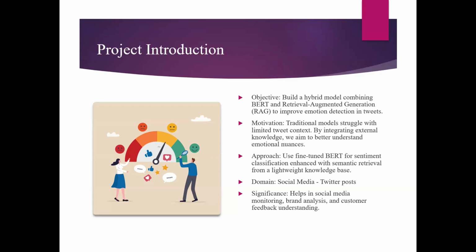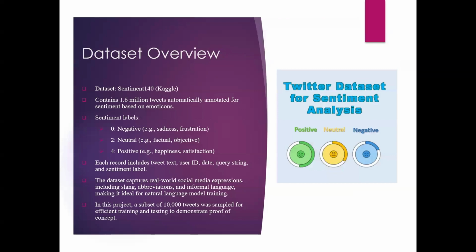So, coming to the dataset overview, for training and testing our model, we used the Sentiment 140 dataset from Kaggle. This dataset is available on Kaggle and contains about 1.6 million tweets. The tweets are already labeled based on sentiment using emojis: 0 for negative, 2 for neutral, and 4 for positive. Each record includes a text, user ID, and the sentiment label.